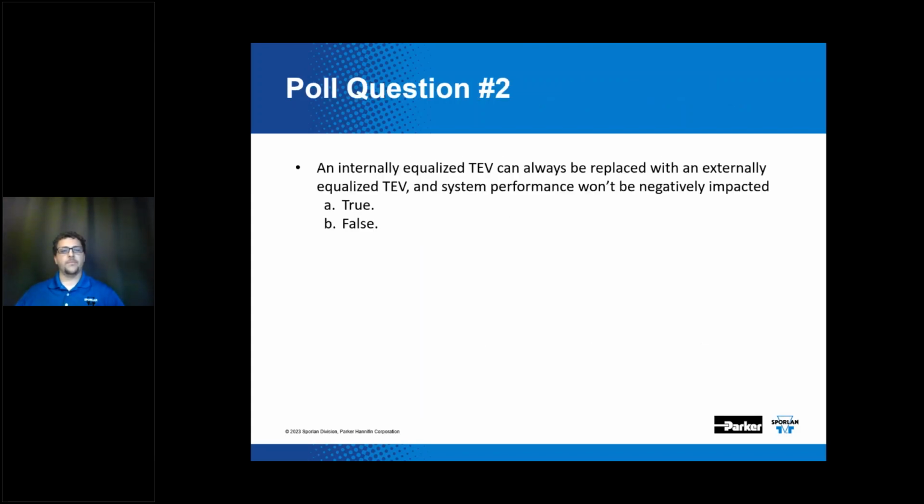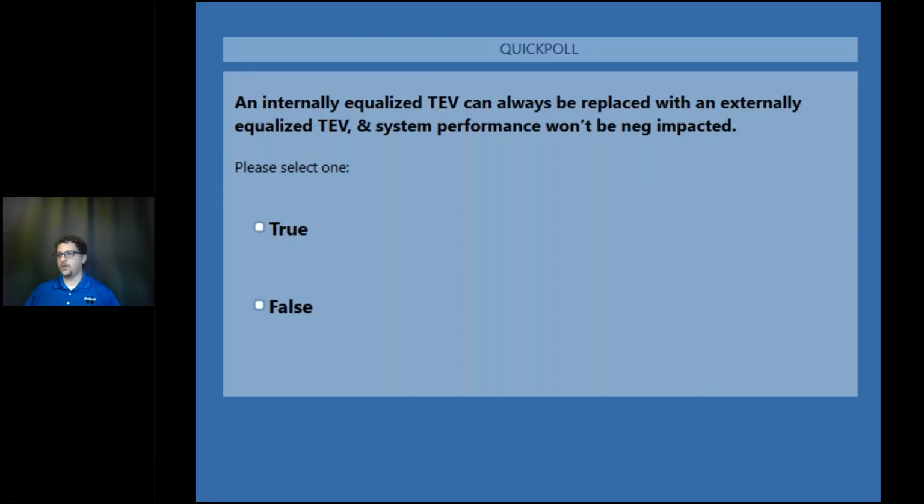Okay, got poll question number 2 here, Sean. All right, poll question number 2. An internally equalized TEV can always be replaced with an externally equalized TEV, and system performance won't be negatively impacted. Option A is true and option B is false.